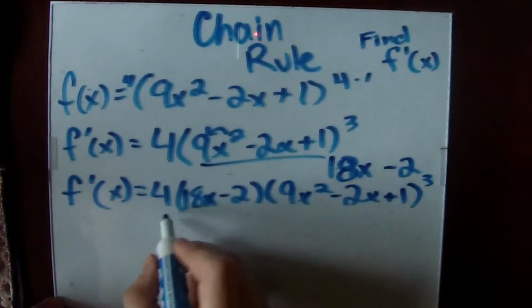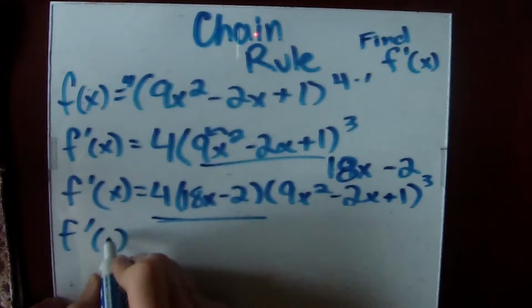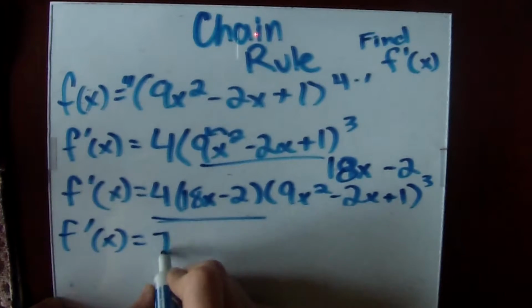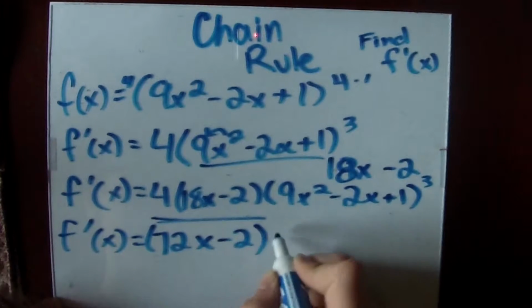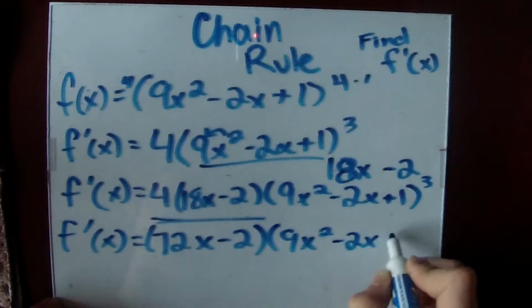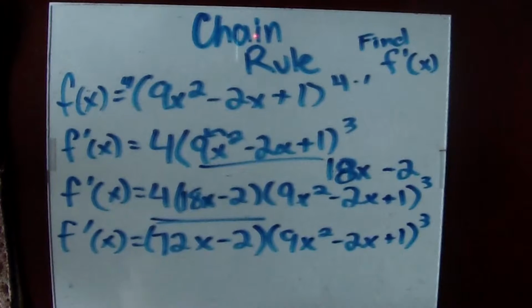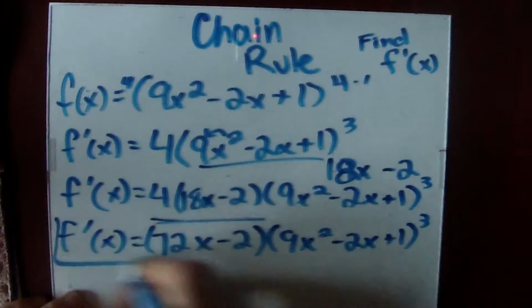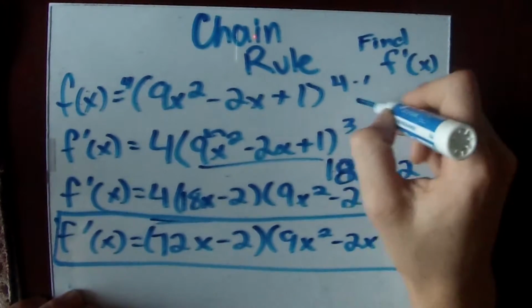So now what you're going to need to do is multiply these together. So f prime of x equals 72x minus 2 times 9x squared minus 2x plus 1 to the 3rd power. And that is the derivative of that function.